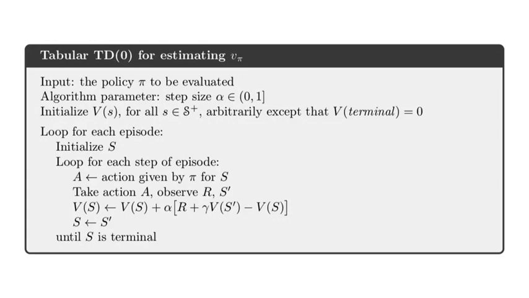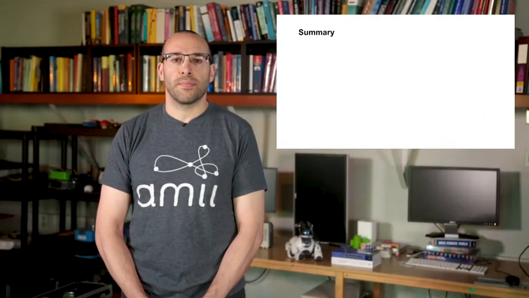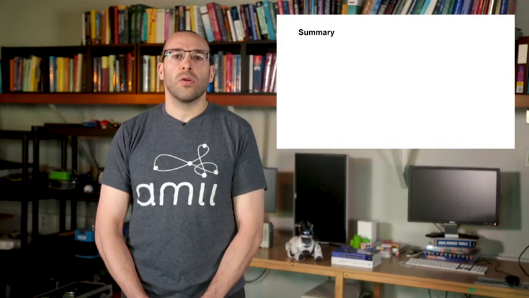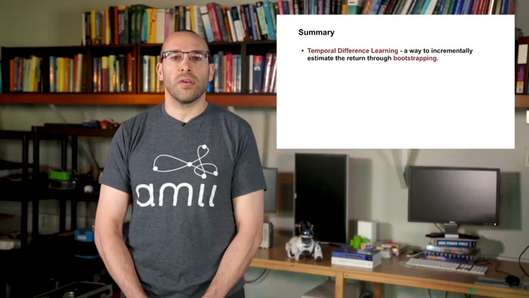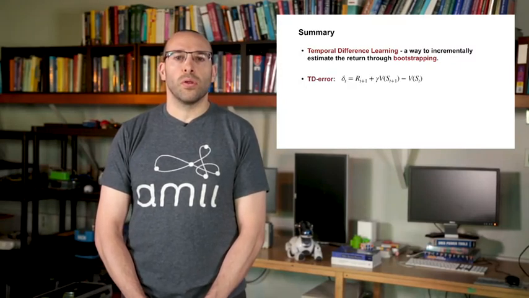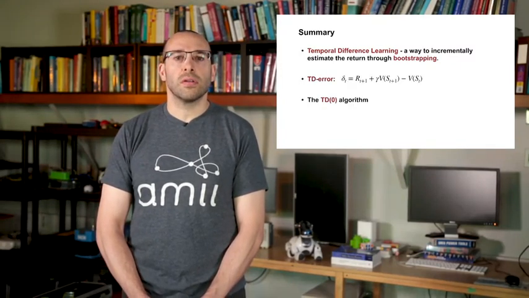And this is TD0. Many algorithms in reinforcement learning are based on TD. If you don't follow exactly how this algorithm works, don't worry. In the next few episodes, we will walk through several examples of TD in action. That's all for today. In this video, we introduced temporal difference learning, which uses bootstrapped estimates of the return. We learned about the TD error, and we discussed the TD0 algorithm.